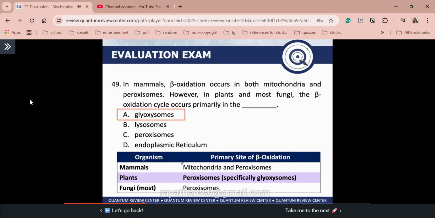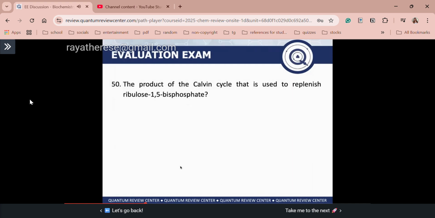Sir, that's challenging. Yes, because again, we did not discuss it. Class, again, it should be noted that our topics in crash courses are all core concepts only, so that you will not be overwhelmed. But don't worry, we discussed each concept in our items here in our evaluation exam discussion. Okay, so class, let's proceed with our item number 50.